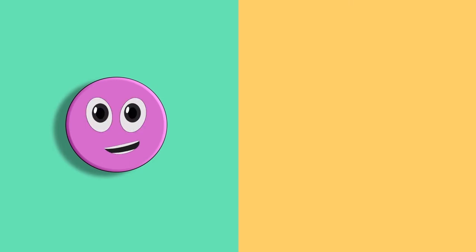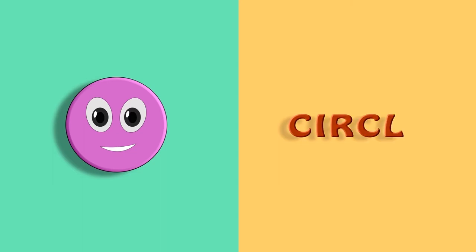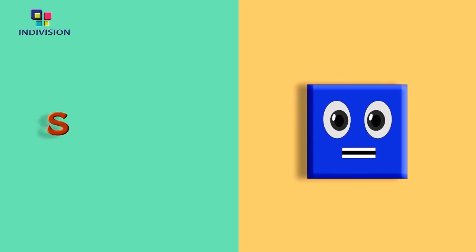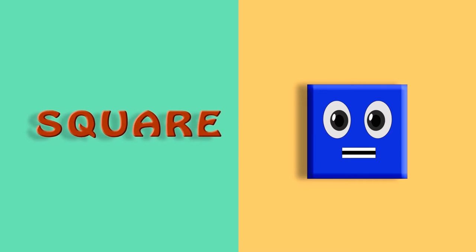So here comes our first shape. Which shape is it? Any guesses? It's a circle. Let's spell it out. C-I-R-C-L-E. Circle. Here comes our second shape. Which shape is it? It's a square. S, Q, U, A, R, E. Square.